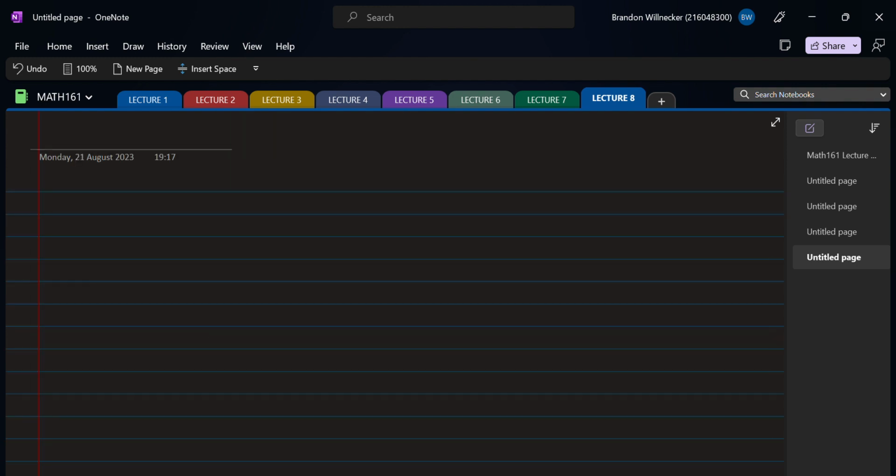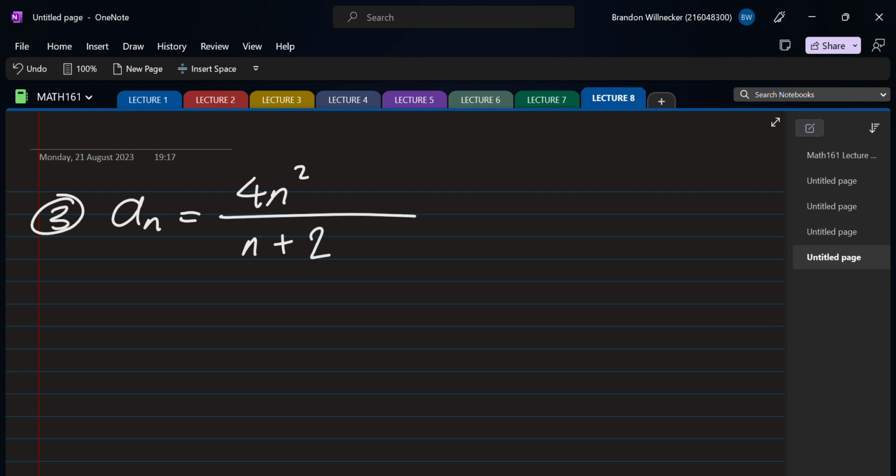Okay, let's have a look at the third example for today. That's going to be an is equal to 4n squared over n plus 2. Again, this is similar to what we had previously for question 1. If you look back at that, if we just substitute infinity, the top part will be infinity, the bottom part will be infinity, we're going to have problems. So what we can do instead is something very similar to what we did in the first case, is we can factor out an n from the top and from the bottom.